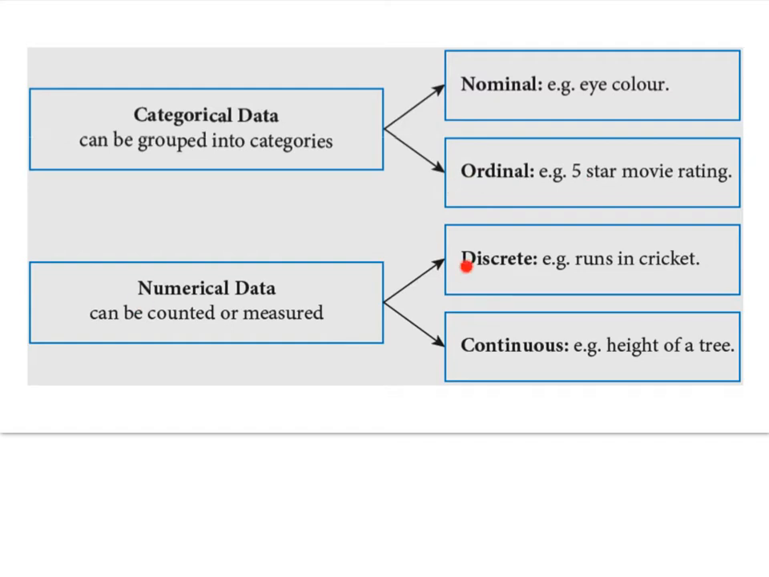Numerical data, counted or measured. Discrete is your counting numbers. So runs in cricket: 1 run, 2, 3, 4, you can't have 1.5 runs. Generally whole counting numbers. And then our continuous data are things like the height of a tree, things that can be measured. The height of a tree can be measured along a scale in millimetres, centimetres, whatever. But we can also have partials. So again, think number line. This would be the best thing for you to be copying down.